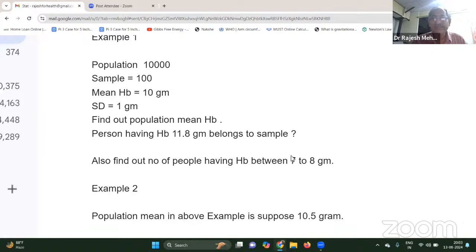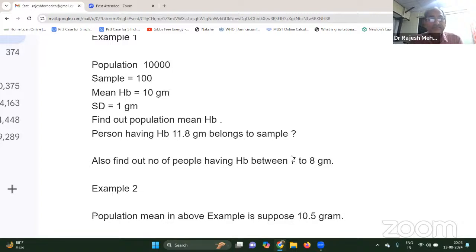Let's go with the first example. The question is: you have a population of 10,000. You have taken a sample of 100 individuals randomly, and out of this sample of 100, the mean hemoglobin is 10 gram and the standard deviation is 1 gram. The question is to find out the population mean hemoglobin. Can anyone tell me this? Is it possible for you to calculate?